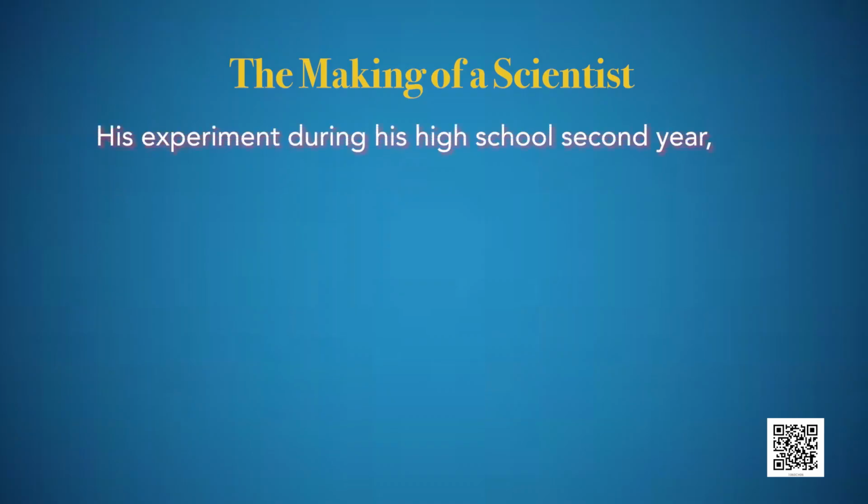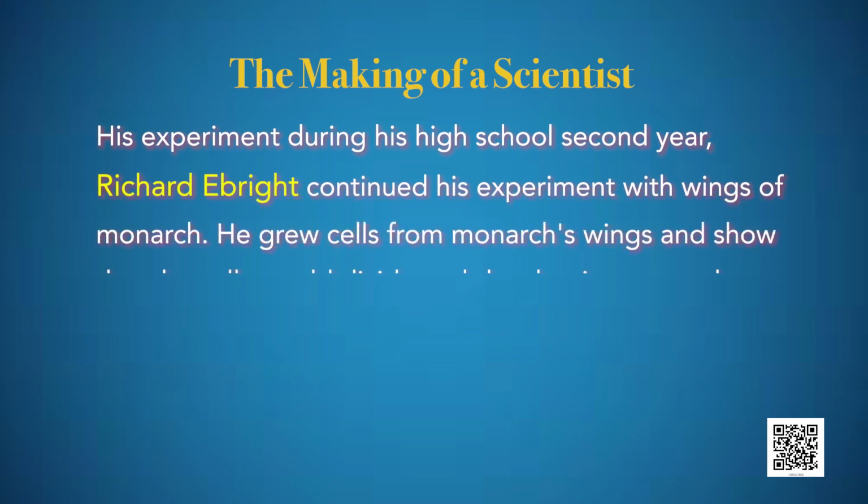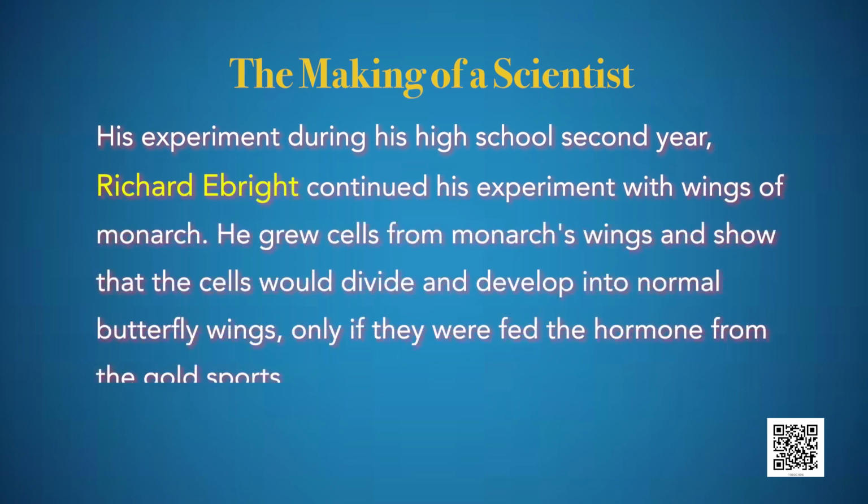Let us now continue to listen to Kriti to know the story of the young scientist, how he became a serious scientist. Point 30, you should be reading to our learners. Sure, sir. His experiment: during his high school second year, Richard Ebright continued his experiment with wings of monarch. He grew cells from monarch's wings and showed that the cells would divide and develop into normal butterfly wings only if they were fed the hormone from the gold spots.